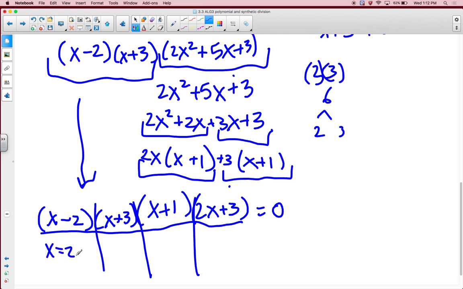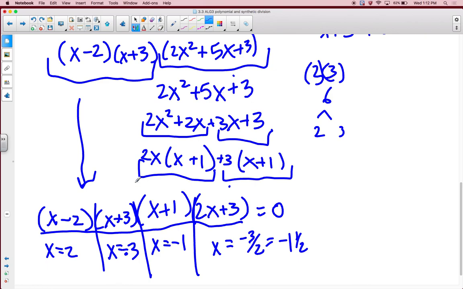We have x is 2. x is negative 3. This one will give me negative 1. And this one will give me negative 3 halves, which is the same as negative 1 and a half. That is going to be all of your x-intercepts, all of your zeros, all of your roots.